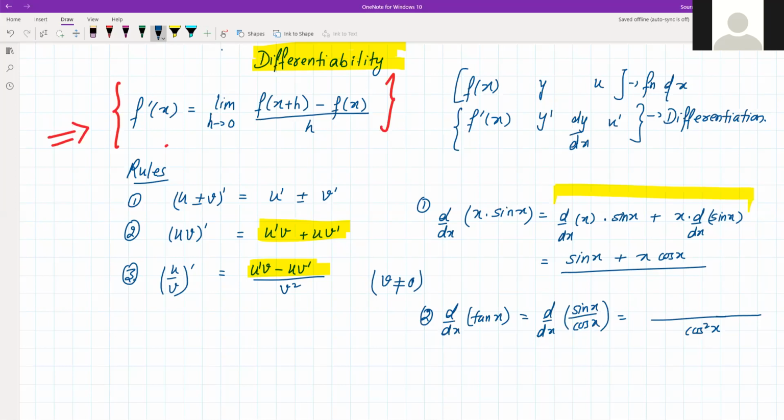Then first differentiation of first function. So sine x differentiation into cos x. First means I'm talking about numerator. Then minus first function as it is, that is numerator as it is, and differentiation of denominator, that is cos x. So this is cos square x plus sine square x divided by cos square x. Now that is equals to 1 by cos square x, and that is equals to secant square x.